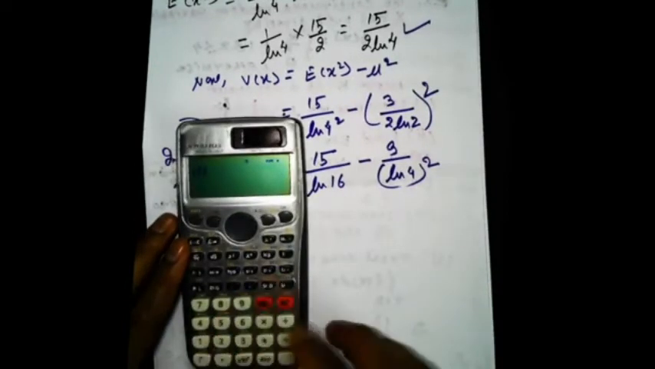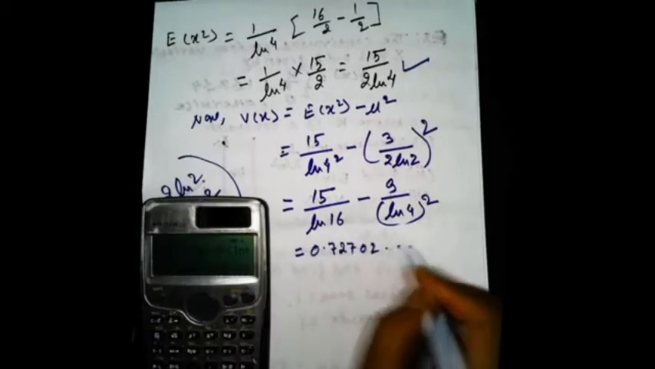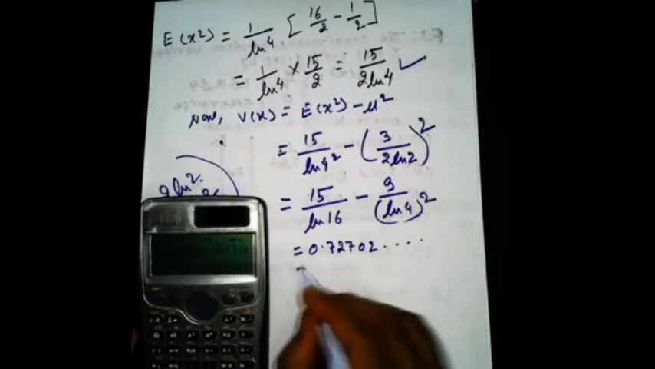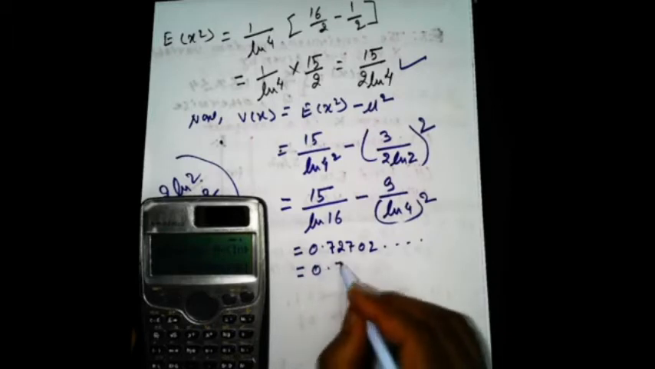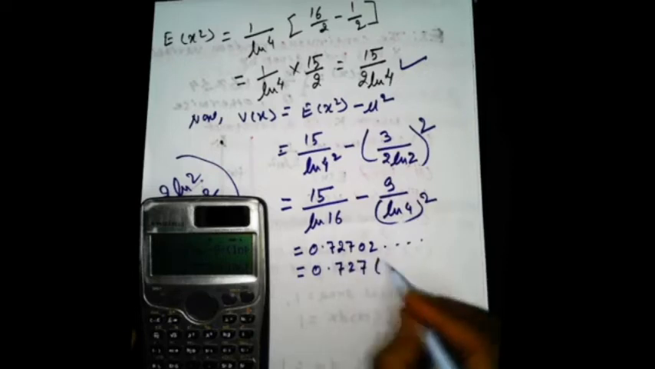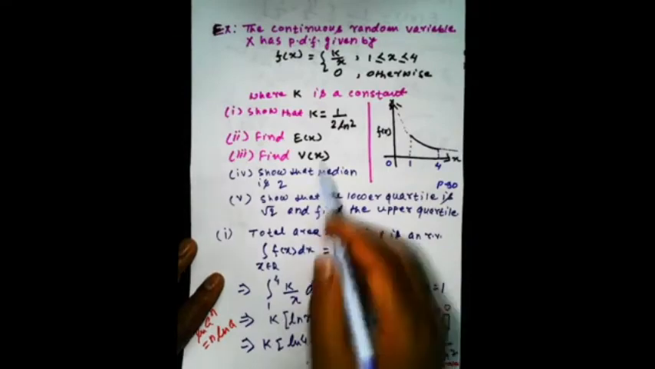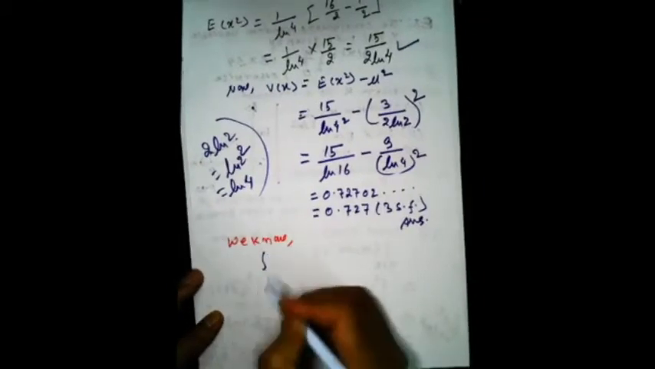Now take the calculator and calculate the answer. So it is 15 divided by 0.72702 and something like this. After there are a few more decimal places, and if you would like to round it off to 3 significant figures, then it is 0.727 up to 3 SF, and this is the answer. Okay, so we have now done up to the variance. Now we have to show that the median is, so we know how to find the median. In order to find the median, we have to integrate the given function from the lower limit of x.